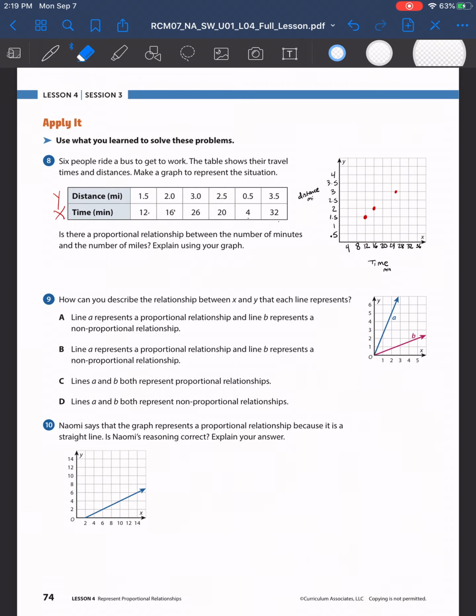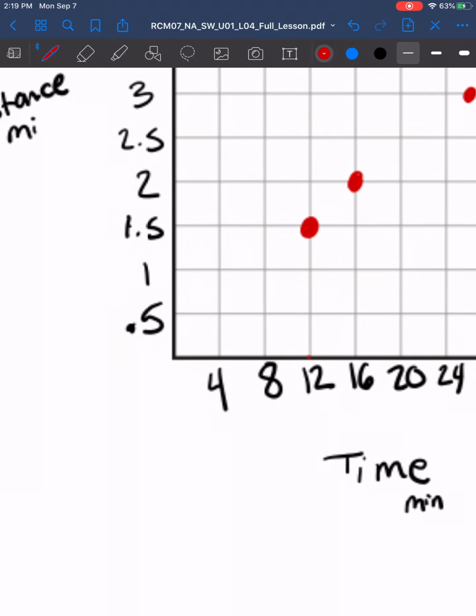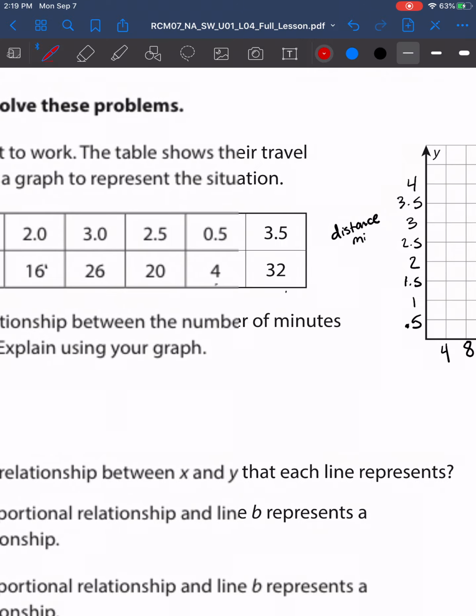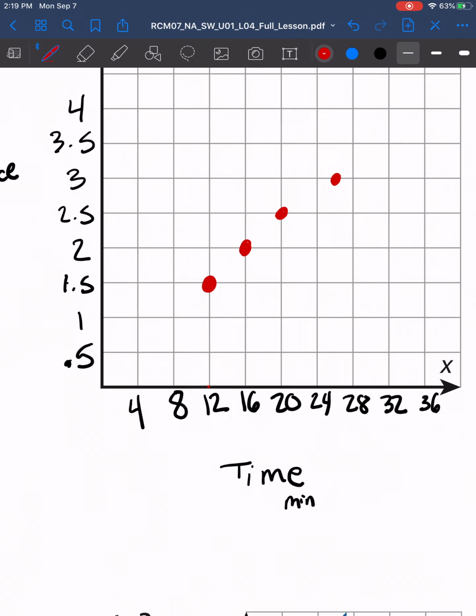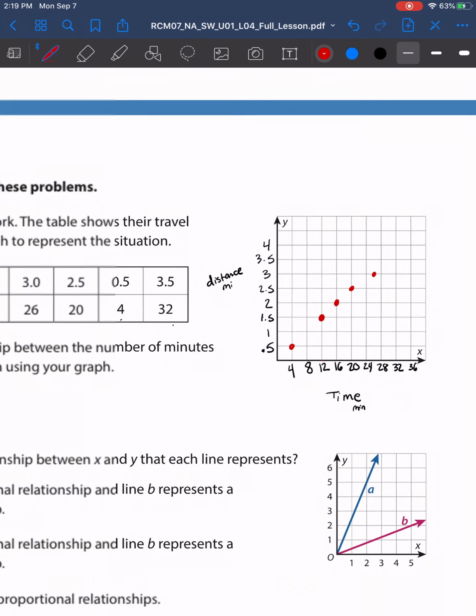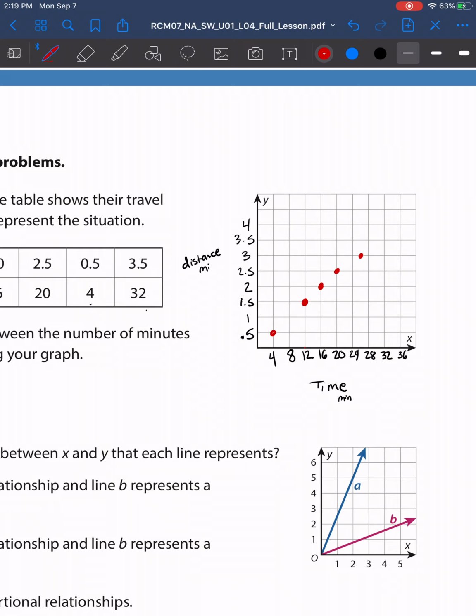2.5, 20. So we'll go to 20 and go to 2.5. Okay, and then we've got 4 and 0.5. So go to 4 and go up 0.5. And then we got 3.5 and then 32. So go to 32, go all the way up to 3.5.